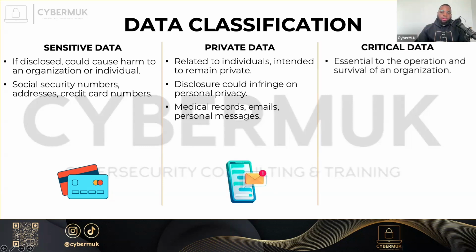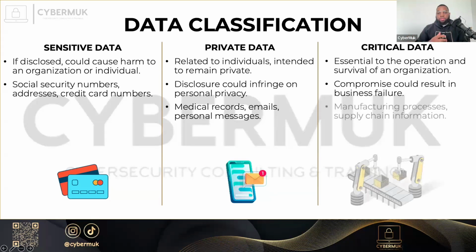Critical data is essential to the operation and survival of an organization. Compromise could result in business failure. For example, manufacturing processes and supply chain information, that is critical. If there is a failure in the industrial system you see there, that can cause an entire failure and can even lead to a business failure, depending on the magnitude of the failure. So this is critical, and it's essential to day-to-day operations and to the organization's survival.